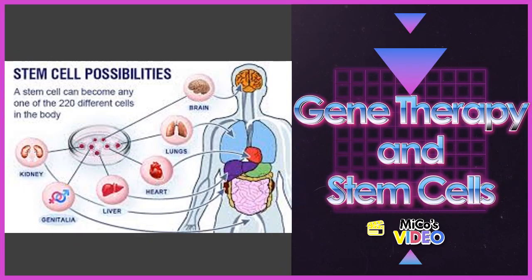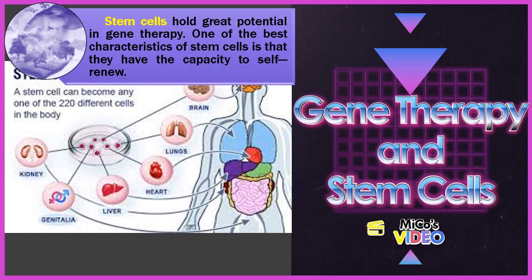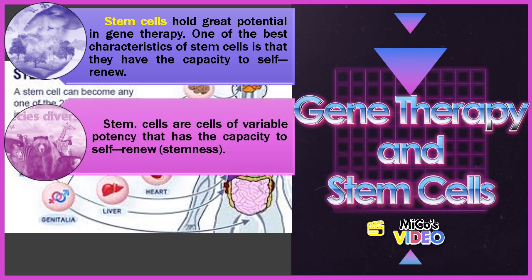Now, let's discuss gene therapy and stem cells. Stem cells hold great potential in gene therapy. One of the best characteristics of stem cells is that they have the capacity to self-renew. Particularly, hematopoietic stem cells are a best choice because they can easily be obtained from the blood, bone marrow, or umbilical cord. Stem cells are cells of variable potency that have the capacity to self-renew, or what we call stemness.